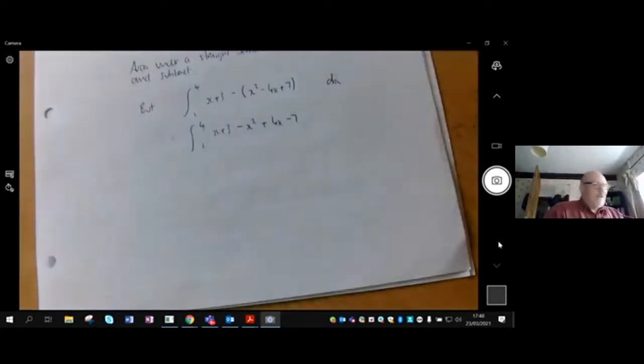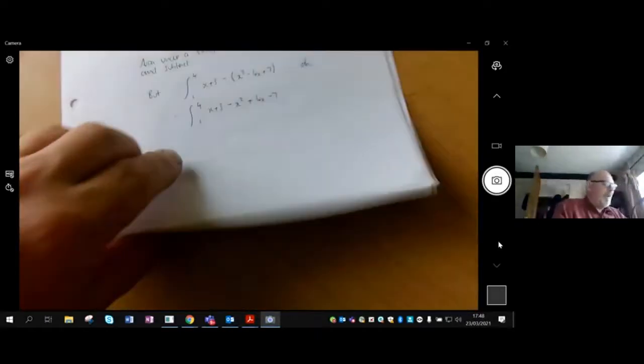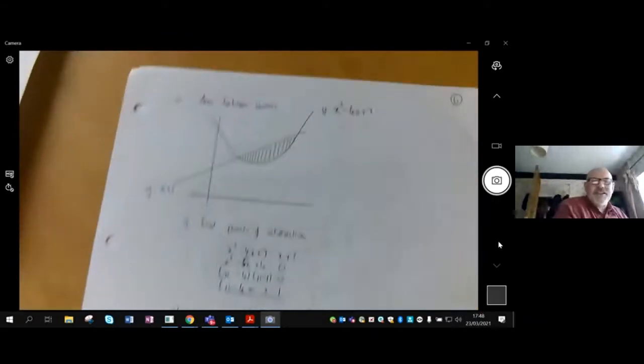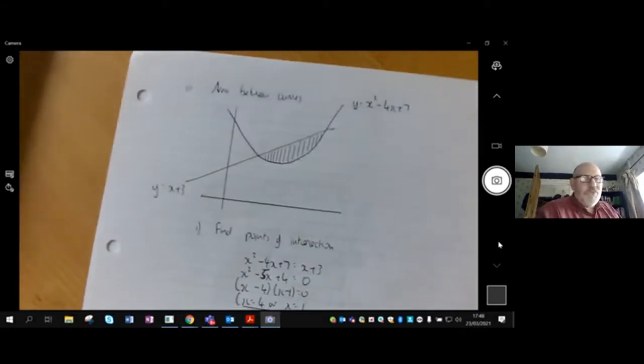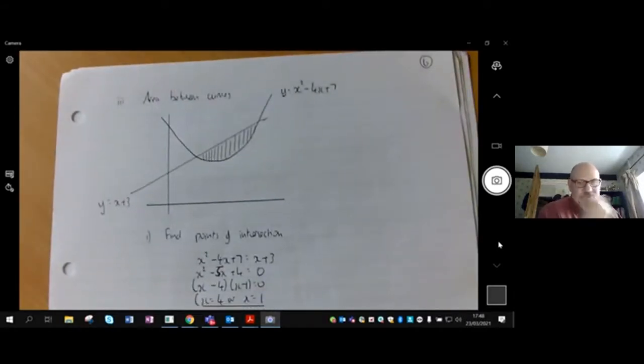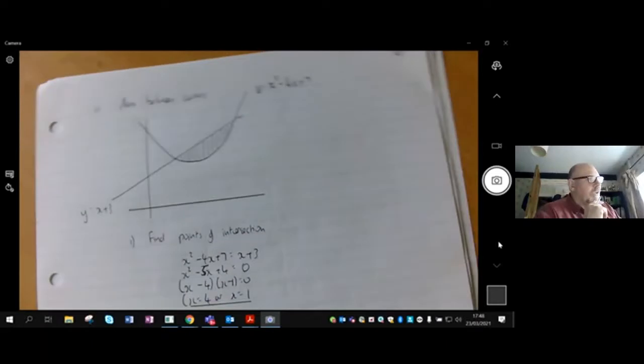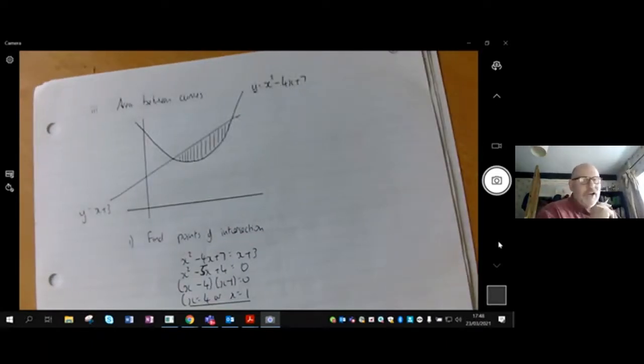Now then, the very last question. And I've called it the area between curves. And this is a classic question. Now, it could be two curves. It could be a curve and a straight line. The method is exactly the same for both. I did some of it already, but I'm not going to really race through it because we've got 12 minutes. And when you look at the exam questions, you're going to see an awful lot like this.